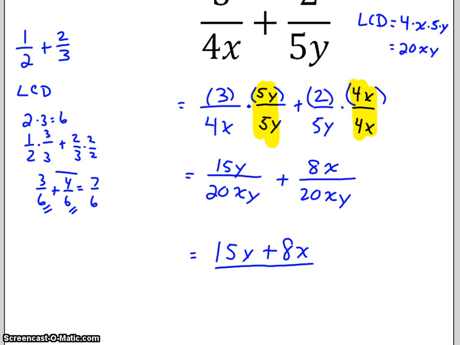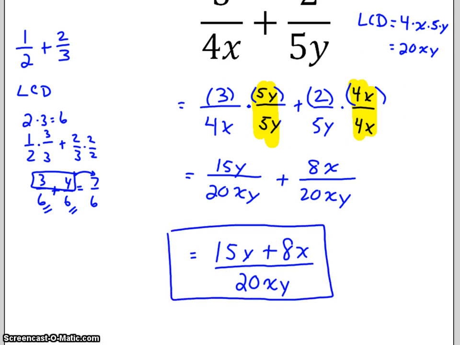Now we can add those numerators. Back over here, this 3 plus 4 is what gave us 7. I didn't write out 3 plus 4, but that's how we got the 7 over 20xy. And we can't factor that numerator anymore. So that's our final answer.